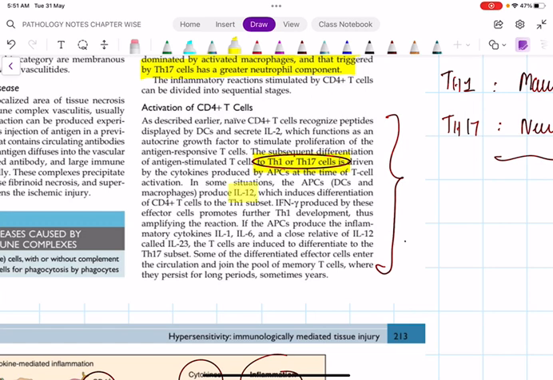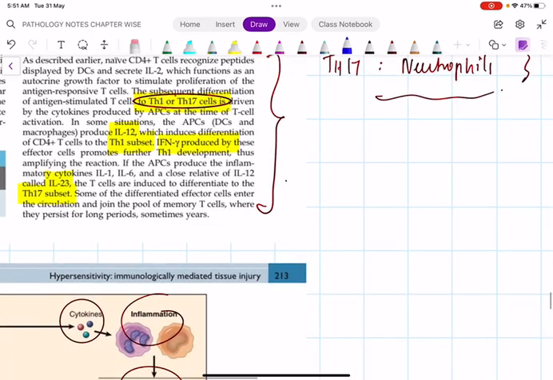Remember, interleukin 12 stimulates the formation of T helper 1 cells. And these T helper 1 cells, as I have already told you, cause macrophage activation by interferon gamma production. Similarly, we have interleukin 23, which will activate T helper 17. Of course, the known mnemonics and all won't work here. You have to simply mug it up.